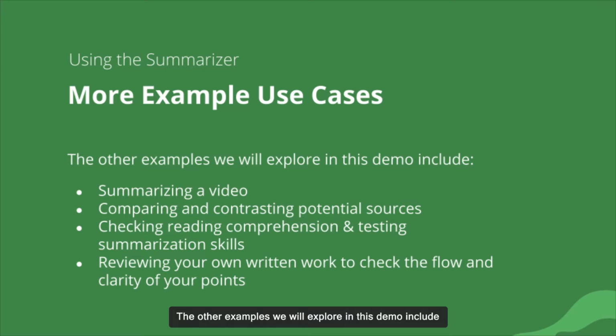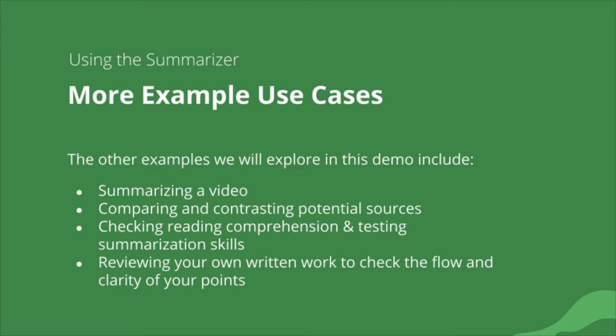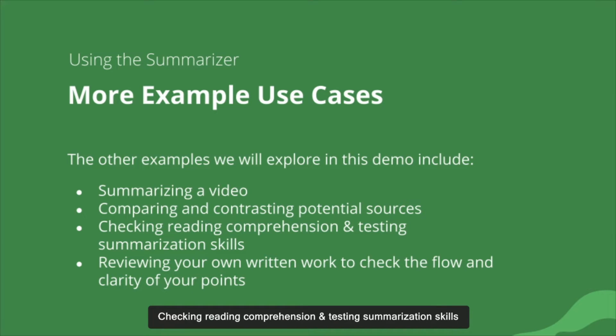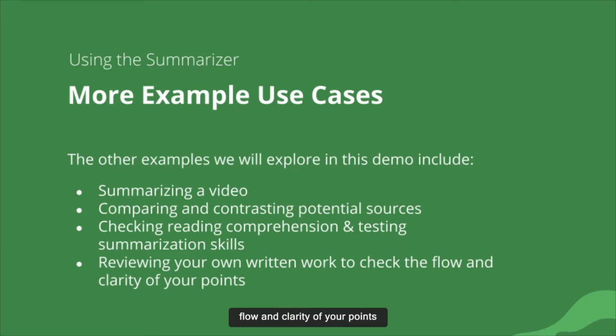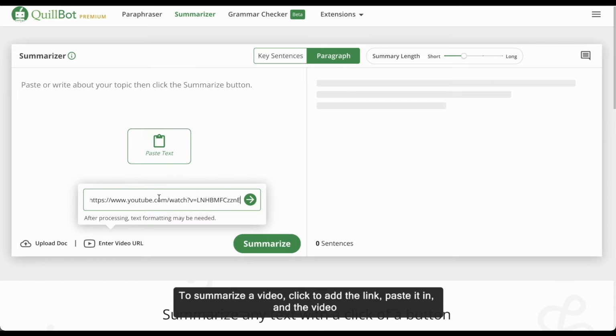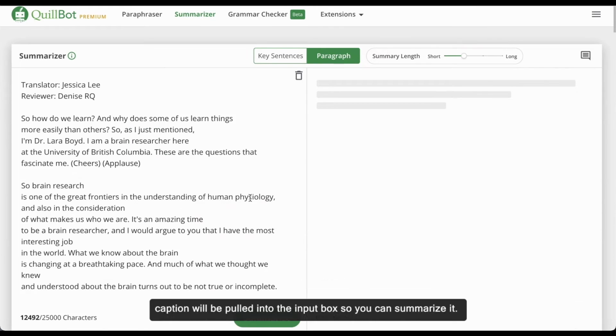The other examples we'll explore in this demo include summarizing a video like a TED Talk, comparing and contrasting potential sources, checking reading comprehension and testing summarization skills, and reviewing your own work to check the flow and clarity of your points. To summarize a video, click to add the link, paste it in, and the video caption will be pulled into the input box so you can summarize it.